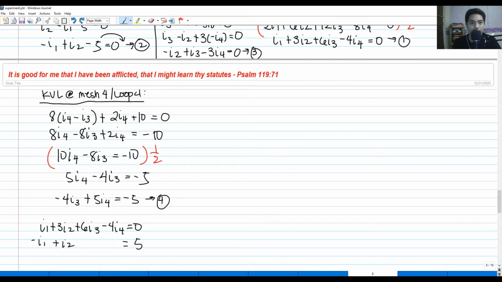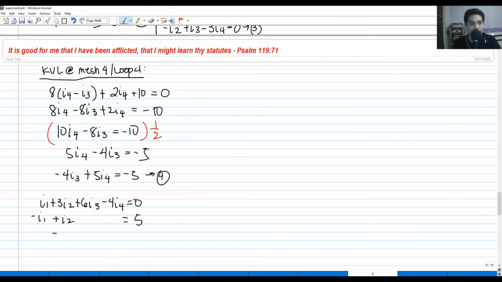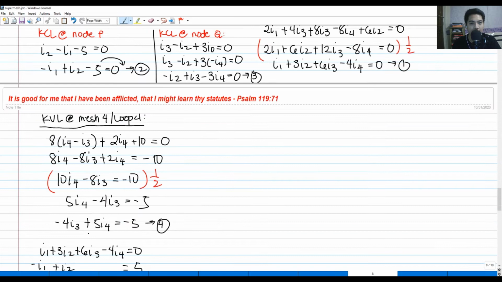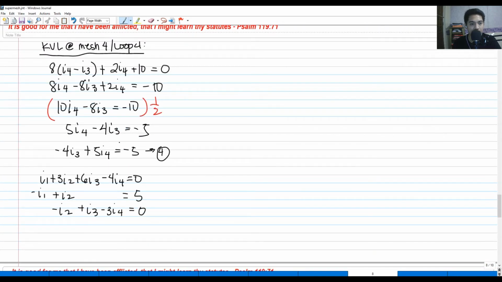And then for our equation 3, we have negative I sub 2 plus I sub 3 minus 3 I sub 4 equals 0. And lastly, we have the fourth equation, so we have negative 4 I sub 3 plus 5 I sub 4 equals negative 5.